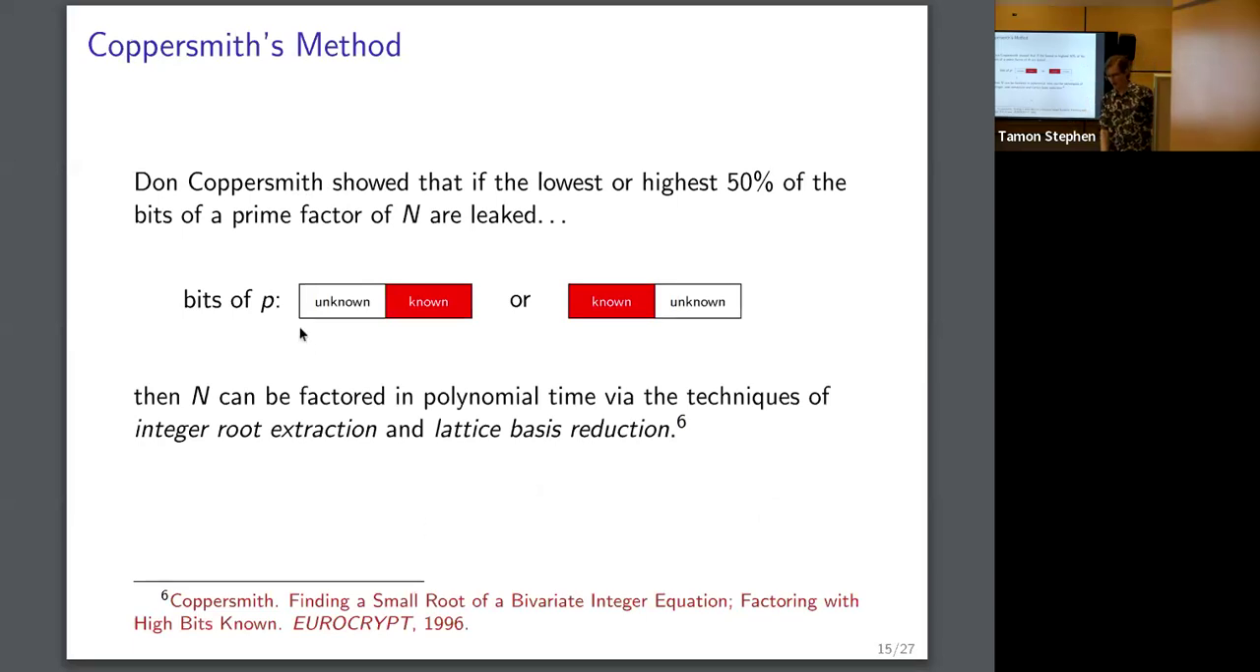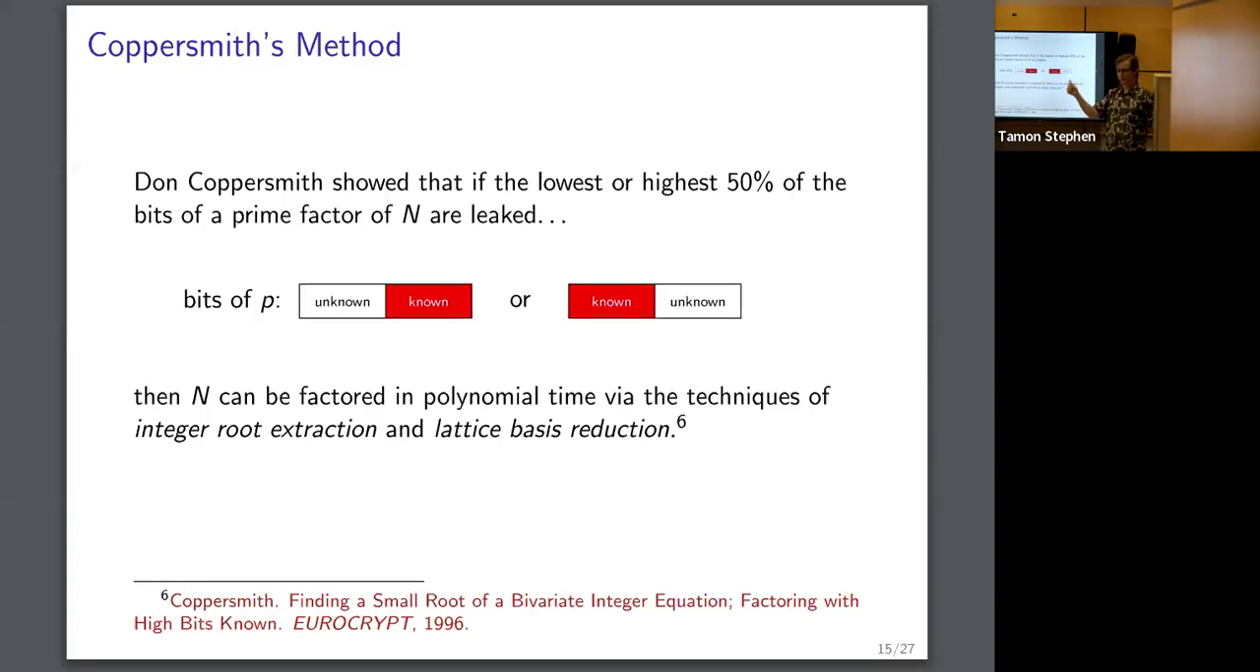And so you have to have either one of these two scenarios. Either the lowest 50% of the bits of p are known, or the highest 50% of the bits of p are known. So if you leak the information in that specific way, Coppersmith has developed an algorithm which will provably factor n in polynomial time. Okay, I'll go over the algorithm at a very intuitive level, just a summary of how it works. It uses two techniques.